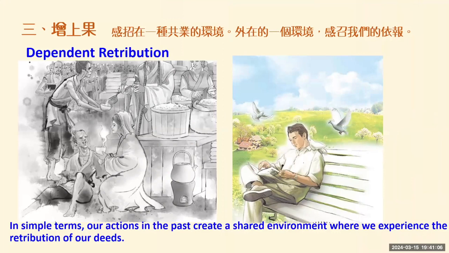Next, let's understand dependent retribution. In simple terms, our actions in the past create a shared setting where we experience the retribution of our deeds. For example, if we were stingy, if we robbed and stole from others, if we were greedy, or if we were disrespectful of the 3 jewels in our past lives, then we will definitely experience poverty and disrespect and misfortune in this life. If in this life we practice the 10 good deeds such as giving, upholding precepts, and being patient and humble, then the collective karma and external circumstances that we encounter in the next life will certainly be auspicious and favorable.